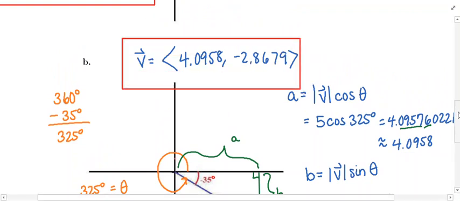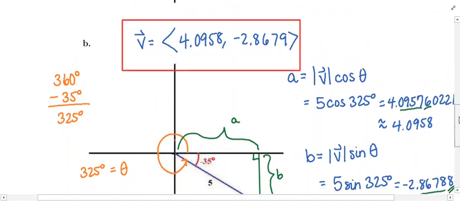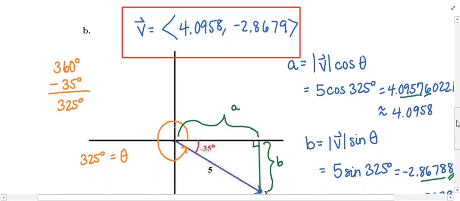So just a couple of things from working this problem. Remember, you have to use the direction angle. Like we had in part B, you were given something that was not the direction angle, so you had to subtract 35 from 360 to get the correct direction angle. Direction angle has to be positive. If you're using the formulas that we learned, you have to plug in the direction angle itself.